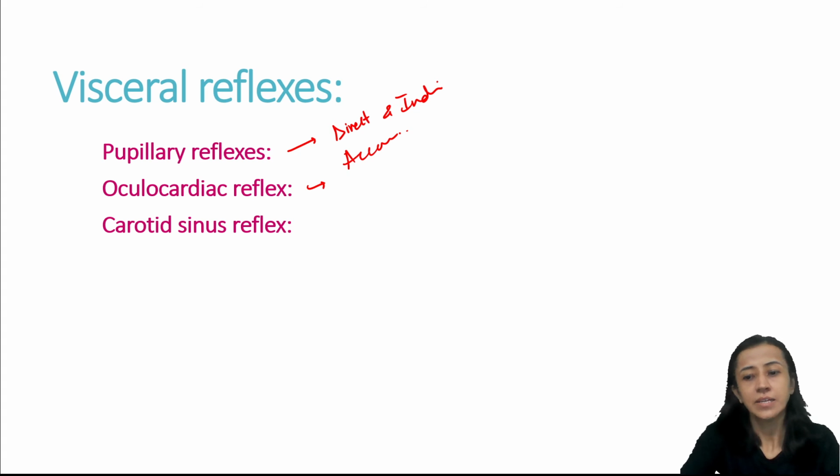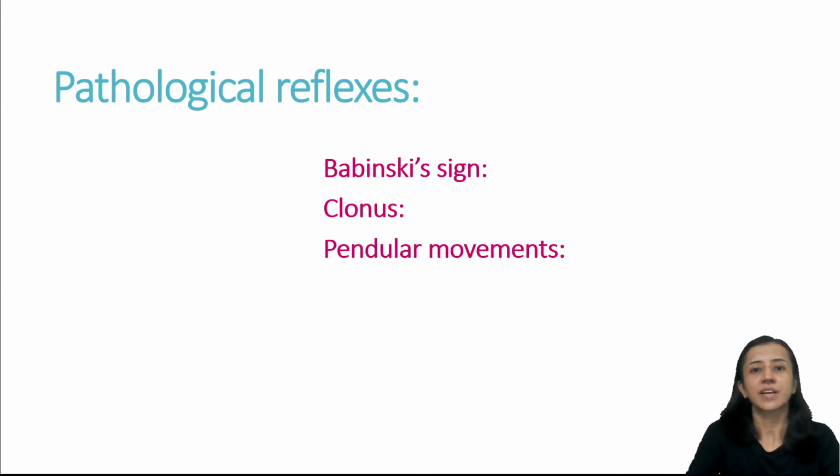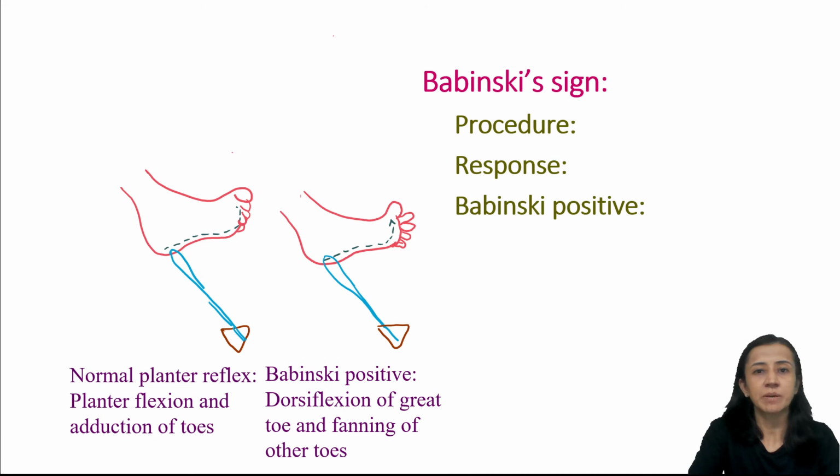sinus reflex. Fine. Next is pathological reflexes. Pathological reflexes are three you have to remember. One, that is Babinski sign, second clonus, and pendular movement. Pathological reflexes means these reflexes are not normally present. So now what is Babinski sign?